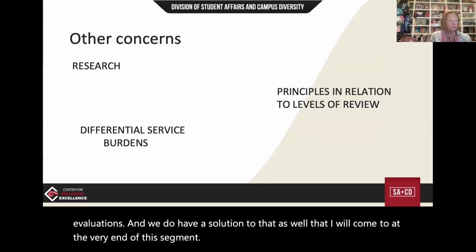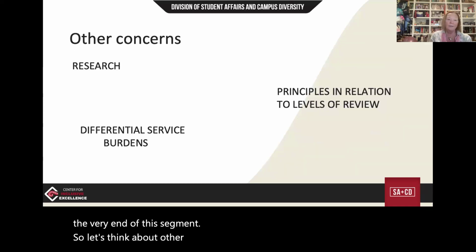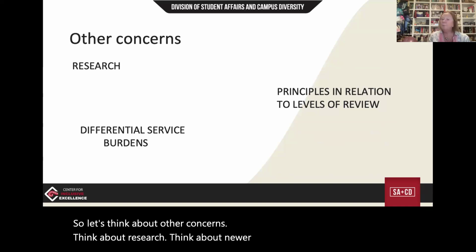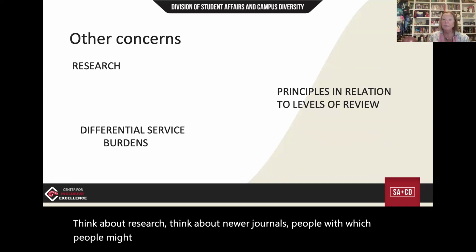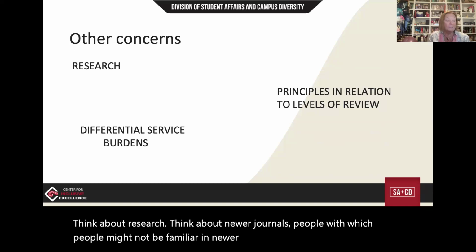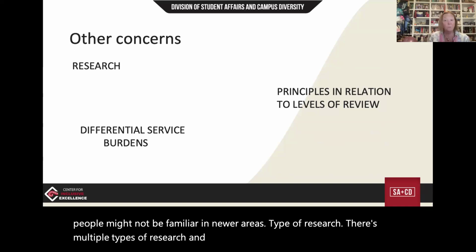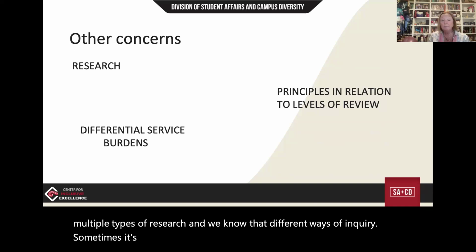So let's think about other concerns. Think about research. Think about newer journals, areas with which people might not be familiar. Type of research. There are multiple types of research, and we know there are different ways of inquiry. Sometimes it's not good to rely on impact scores.